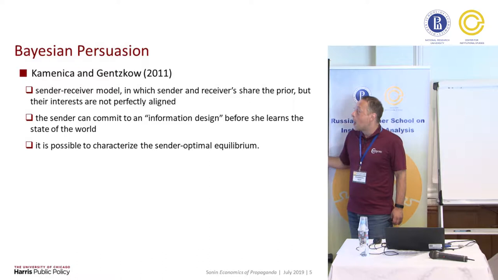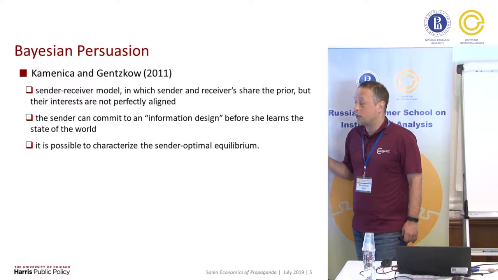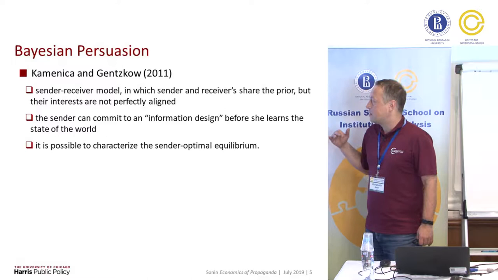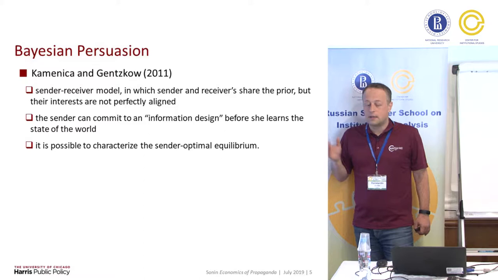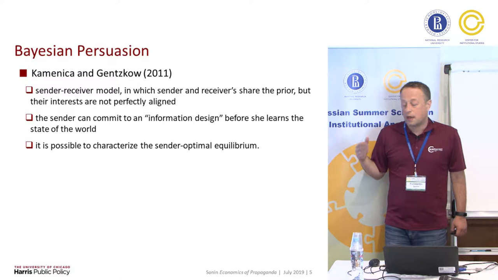This is a concept that was introduced by Emir Kamenica and Matthew Gentzkow in 2011. It's a model of information communication. It's a model of a sender and a receiver, in which the sender and the receiver share the common prior, but their interests are not perfectly aligned. The sender has committed to an information design before she knows the state of the world, and the receiver knows that the sender committed to an information design. And in this general setup, it's possible to characterize the sender optimal equilibrium.